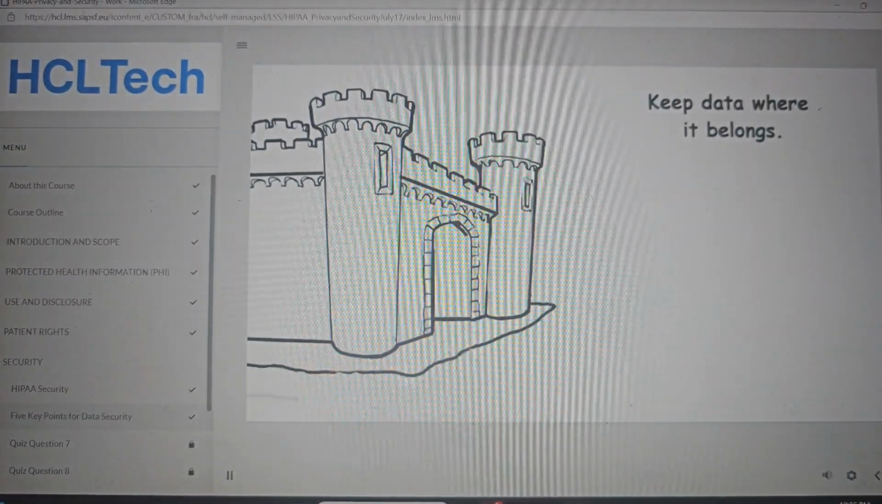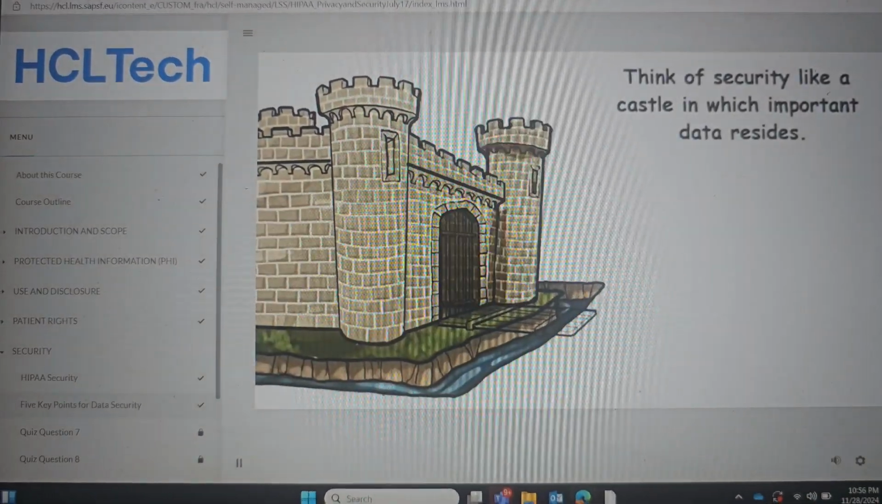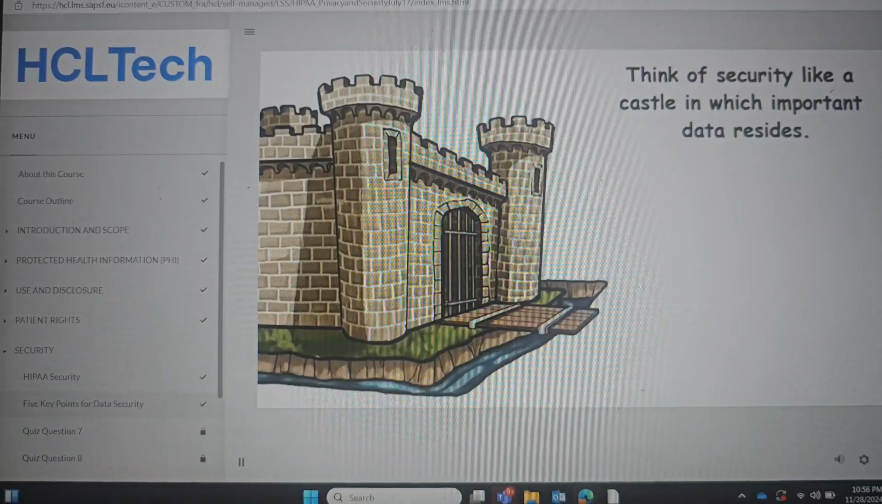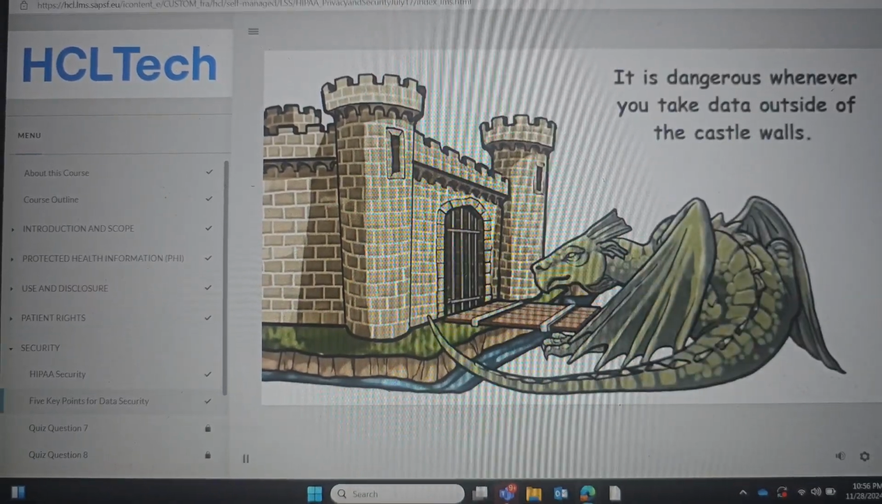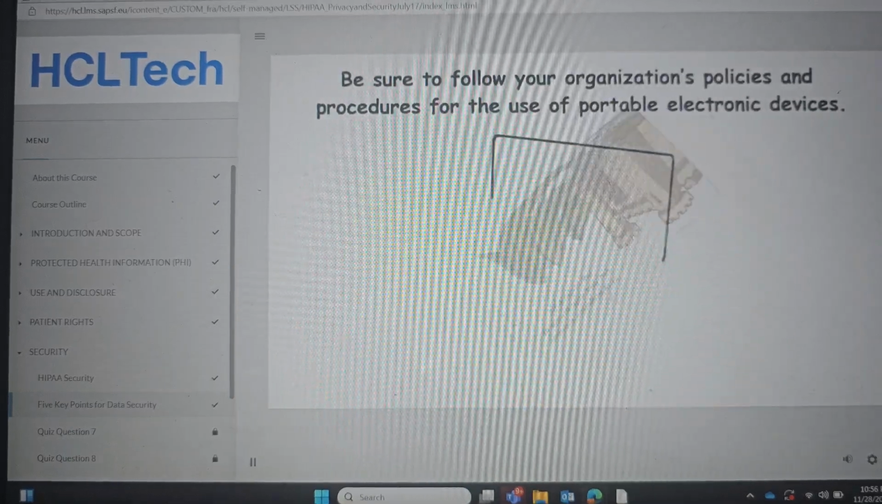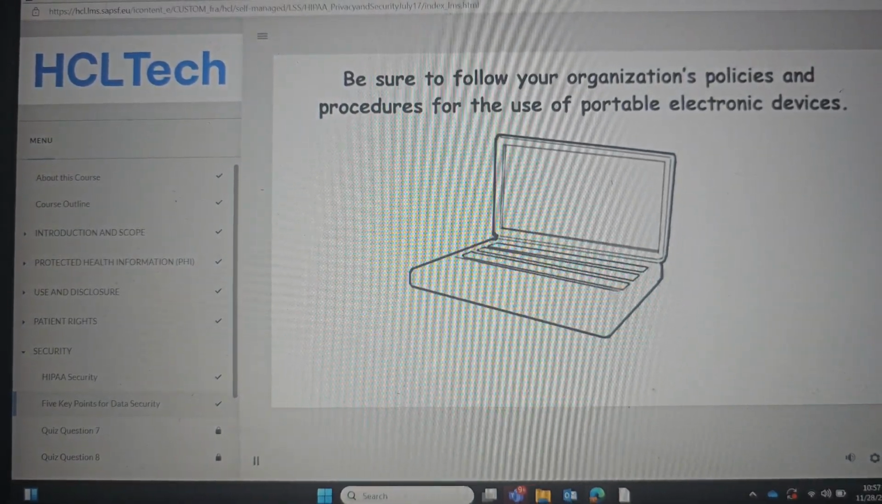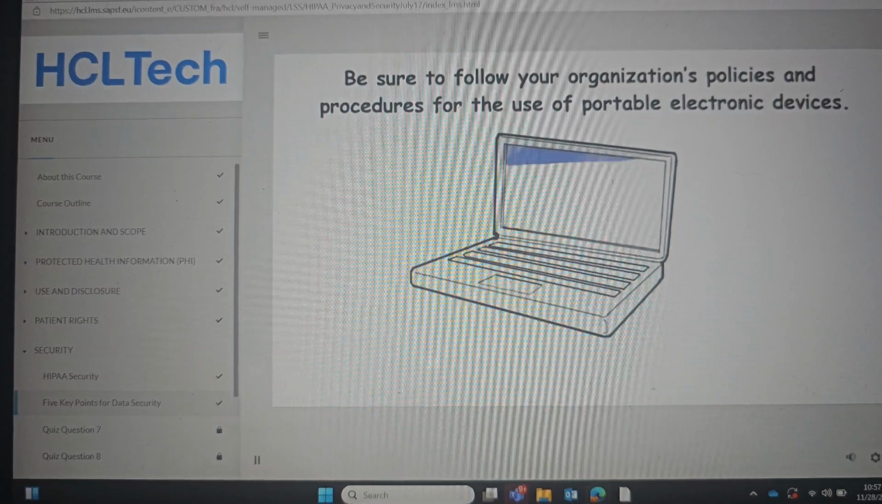Keep data where it belongs. Anytime you move data, you create a risk. Think of security like a castle in which important data resides. It is dangerous whenever you take data outside of the castle walls. Be sure to follow your organization's policies and procedures for the use of portable electronic devices.